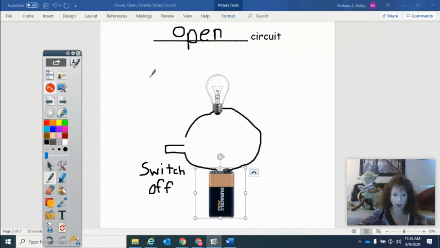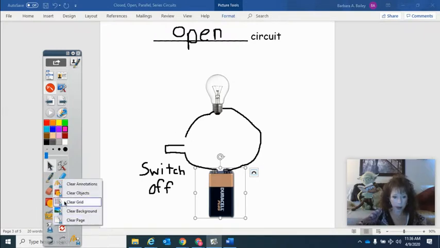Okay. Much better. All right, so now we finished our open circuit. We have a switch here. The switch is in the off position, and you can see that with the wires, there's not a complete circuit there. And that's why we call it open, because there's an opening there in the loop. All right, so we'll erase that one.